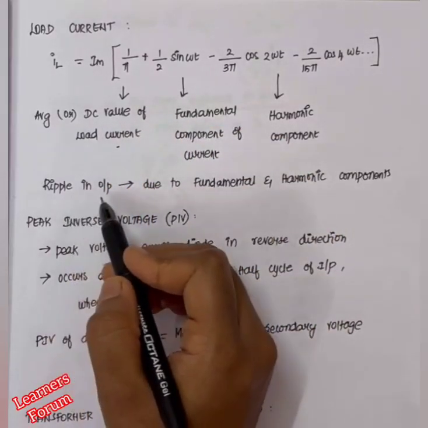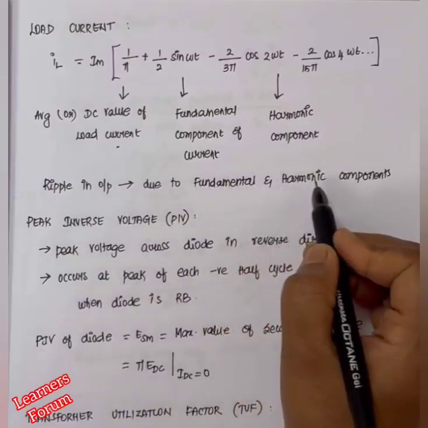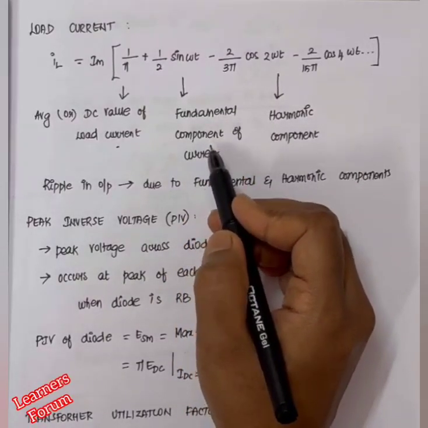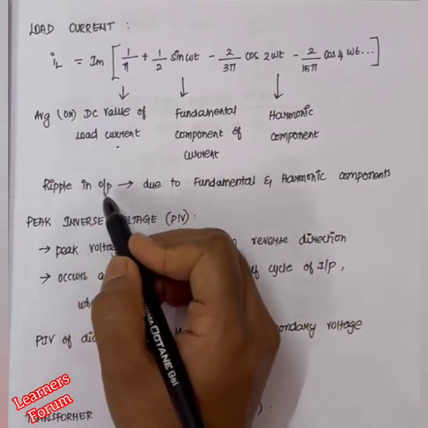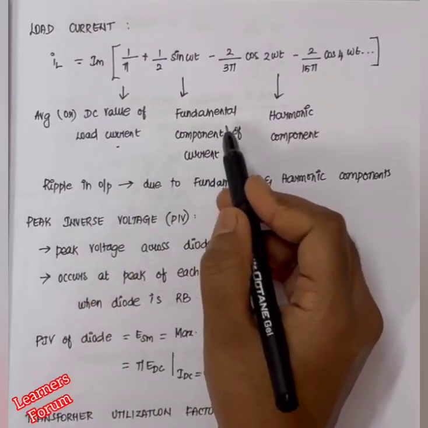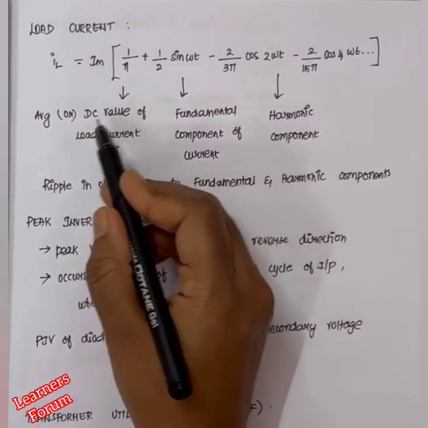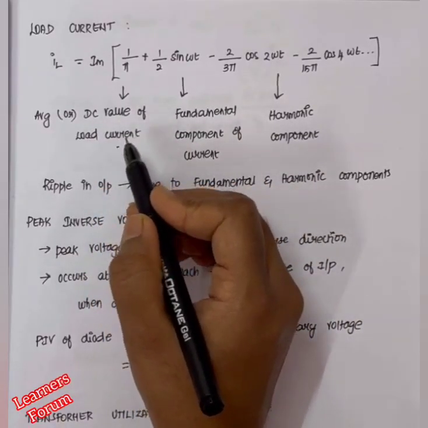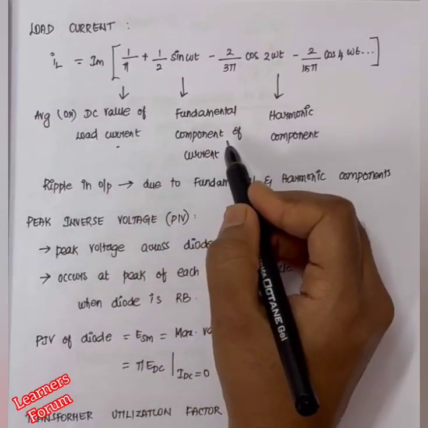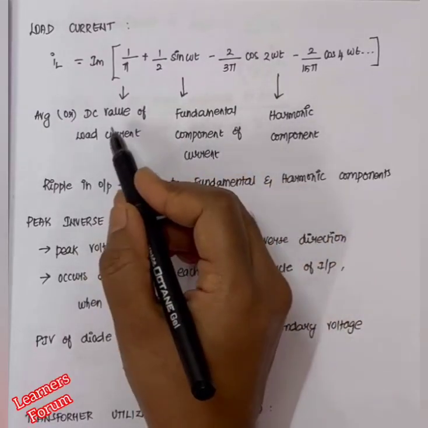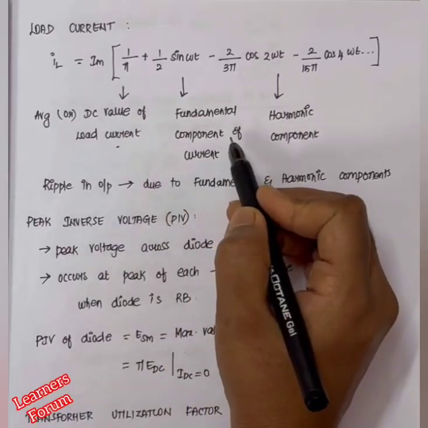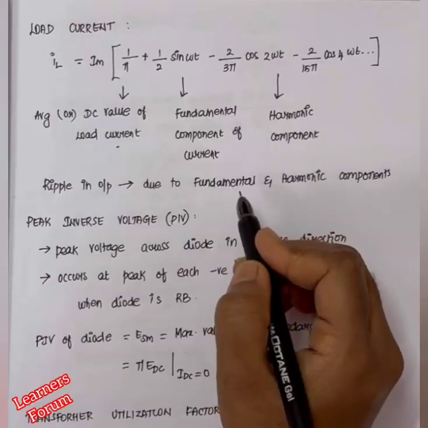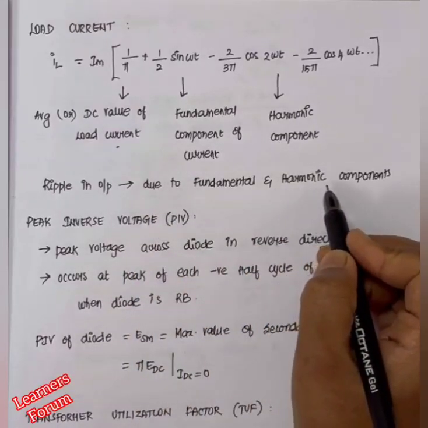So ripple in the output is due to the fundamental and harmonic components, because here only we have both the frequency and time oriented parameters. Whenever we have ripples in the output, it is mainly due to these fundamental and harmonic components and not the DC value, because the actual output is supposed to be DC in a half wave rectifier. If we get any other waveform, that is, a pulsating waveform, along with this DC value, then it means that these sinusoidal components are available. Because of these components only, we are getting the ripples in the output end of the rectifier.